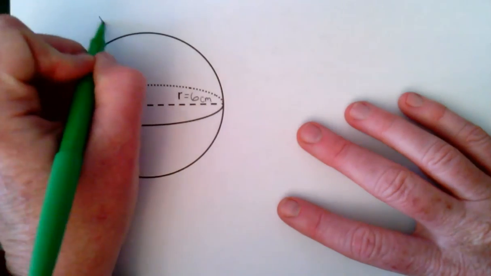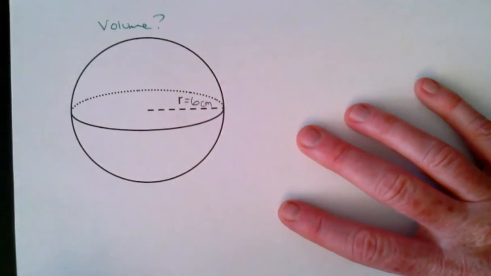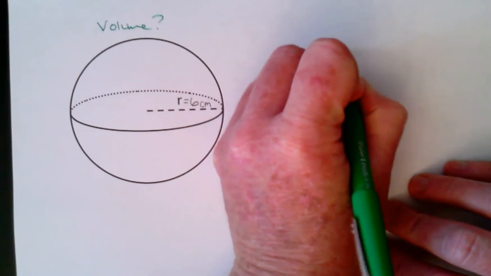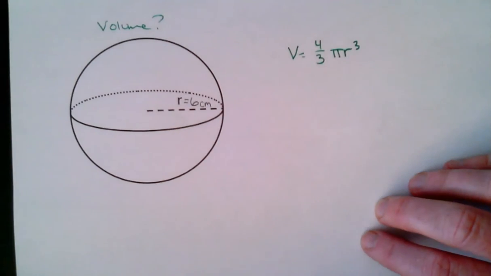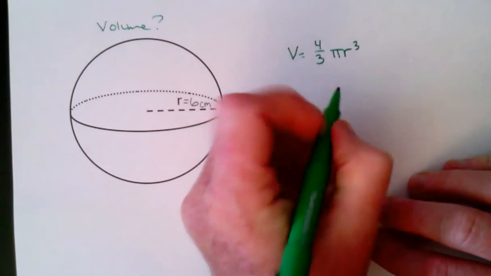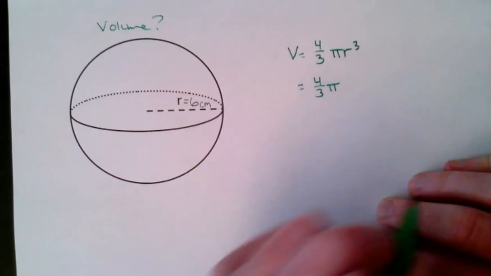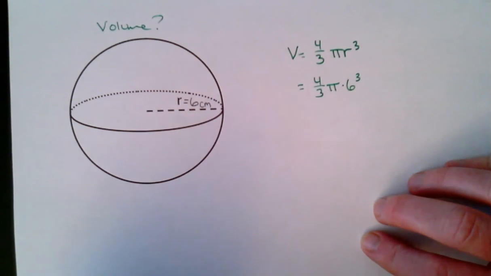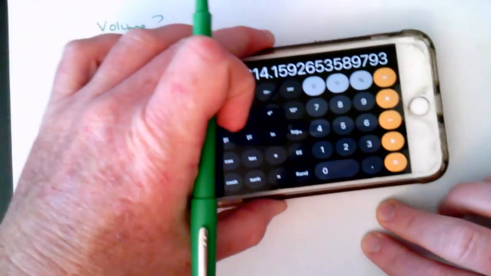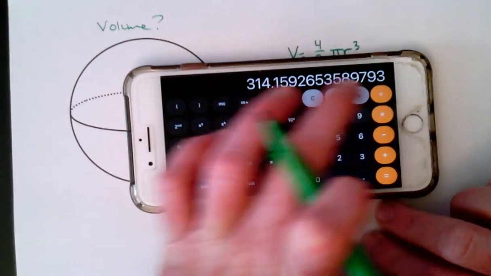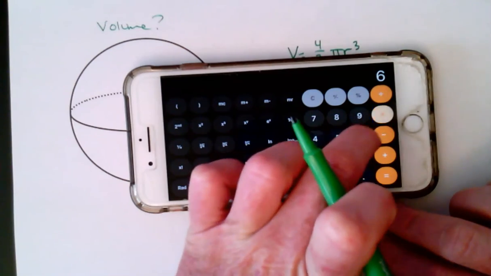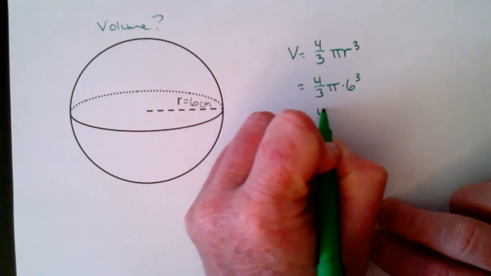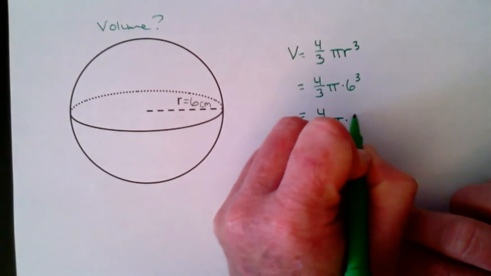Okay, we want to find the volume of this sphere. Volume is 4/3 pi r cubed. So my radius is 6. 4/3 times pi times 6 to the third power. Now remember, 6 to the third power is 6 times 6 times 6. So if you don't have a calculator with a third power, you can just go 6 times 6 times 6, and you get 216. 4/3 times pi times 216.